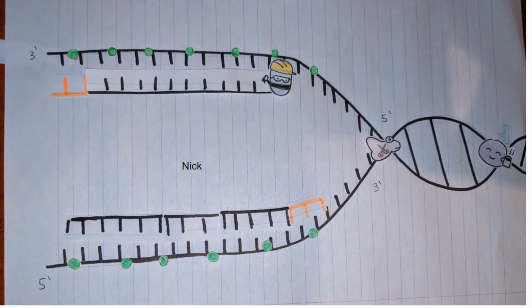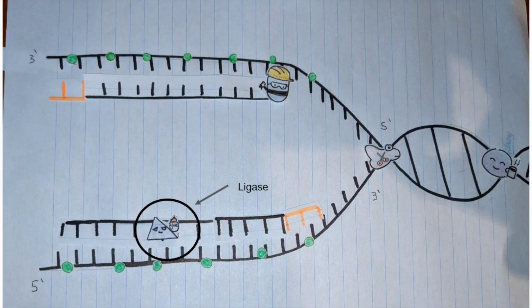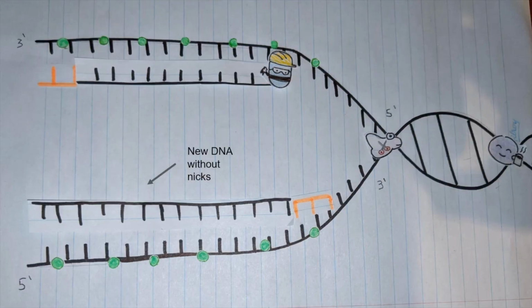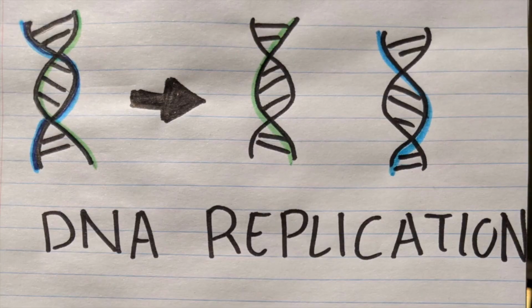There's a nick, there's a nick. But where exactly is the nick? Between Okazaki fragments. And what enzyme is it that seals these fragments? DNA ligase. And what do we have now? It soon ends. Continuous replicated DNA. Nick sealing, ligase leaving, continuous strands, DNA replication.